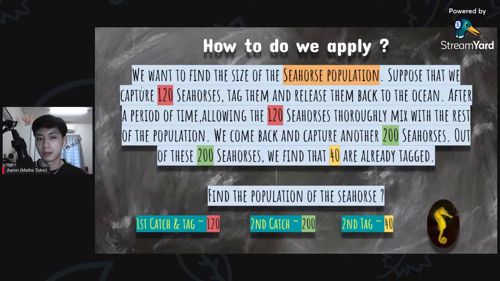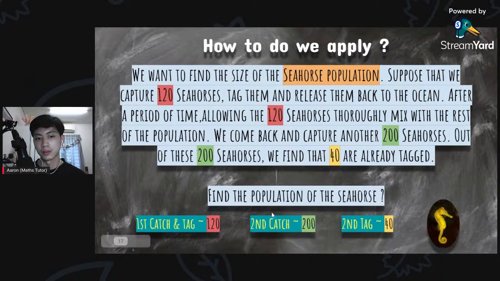The first catch, we got 120. Second catch, we got 200 seahorse. And out of the 200 seahorse we captured the second time, we saw that there's 40 already been tagged. So then we need to find the population of the seahorse. How do we find it? Later I'll show you.